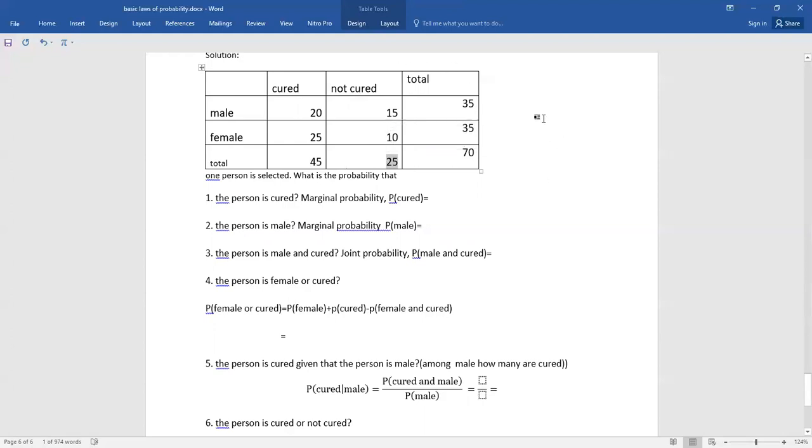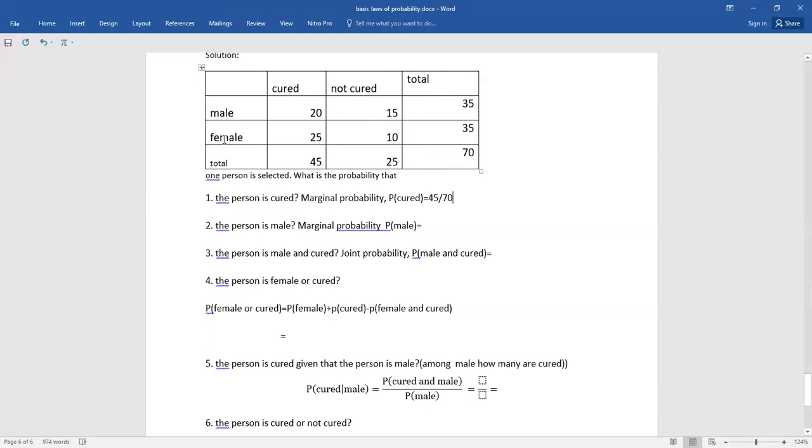So when you get the probability for the marginal total, that is called marginal probability. There are 4 marginal probabilities. So the person is cured. So 1 marginal probability of cure will be, how many persons are cured? 45 out of 70 people. This is the marginal probability that the person will be cured, or simply the person is cured. But if it is written in the question marginal probability, don't be afraid. It is the same as the cured person, but the name is marginal probability.